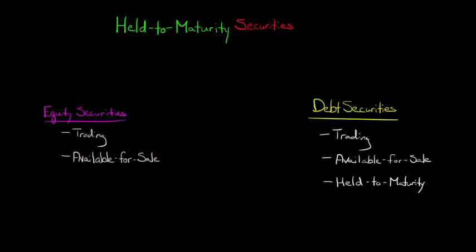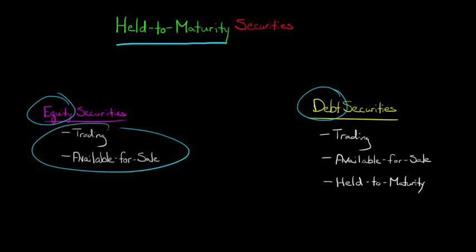In this video, we're going to talk about how to do the accounting for held-to-maturity securities. So we have two broad types of securities. We have equity securities, which are things like stock, and then we have debt securities, which are things like bonds. Equity securities are grouped into either trading securities or available for sale securities. Debt securities can be trading securities or available for sale securities, just like equity securities. But we also have this third classification called held to maturity.